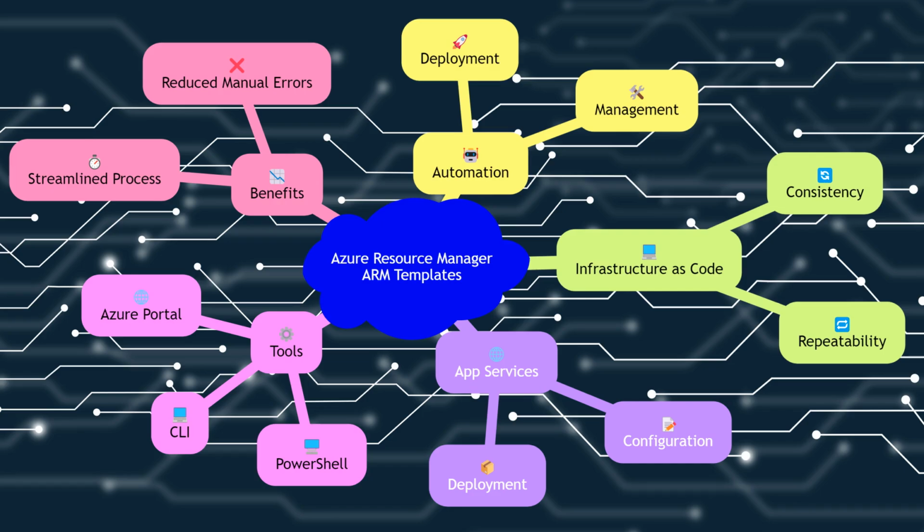Azure Resource Manager (ARM) templates enable you to automate the deployment and management of your Azure resources, including app services. By defining your infrastructure as code, you can ensure consistency and repeatability. Create an ARM template that specifies the configuration of your app service and deploy it using the Azure portal, CLI, or PowerShell. This automation streamlines your deployment process and reduces the risk of manual errors.